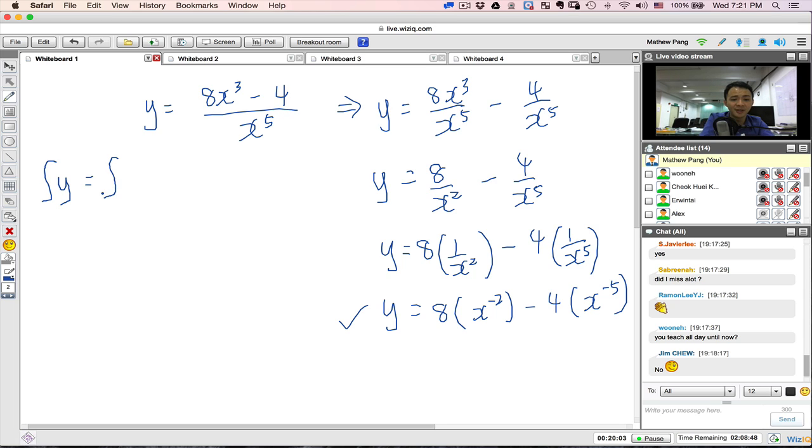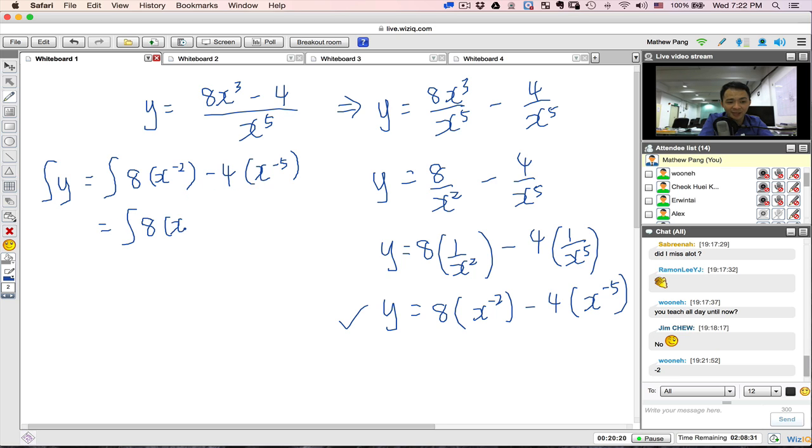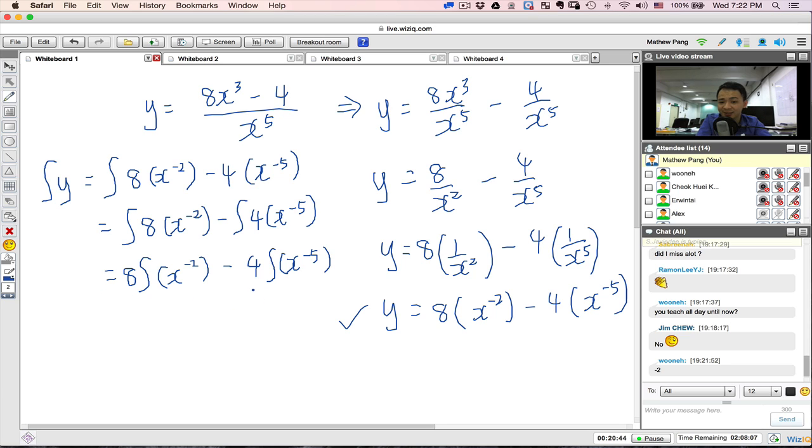Alright, so you see how I integrate. I copy out everything I have here: x power negative 2 minus 4 x power negative 5. The integration law tells us that I can integrate x power negative 2 minus the integral of 4 x power of negative 5. At the same time, the law also tells us that a constant value we can take out. So I take out the 4 because it's a constant value, and then I start to integrate.